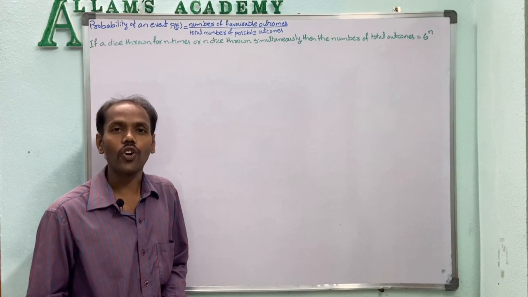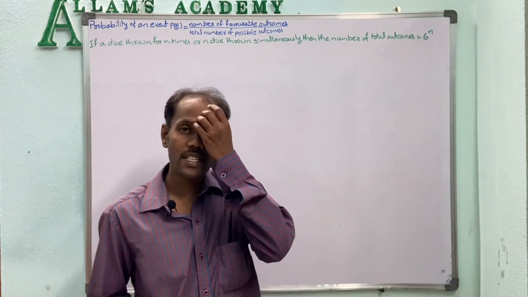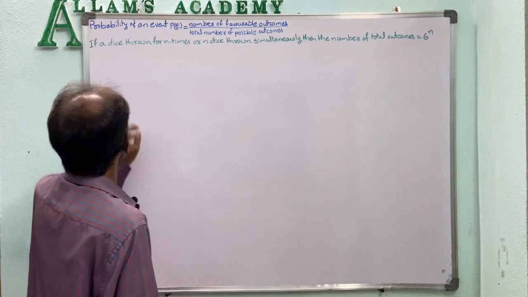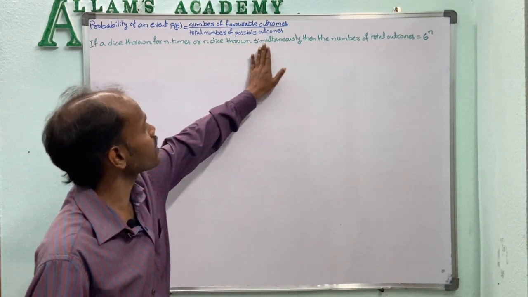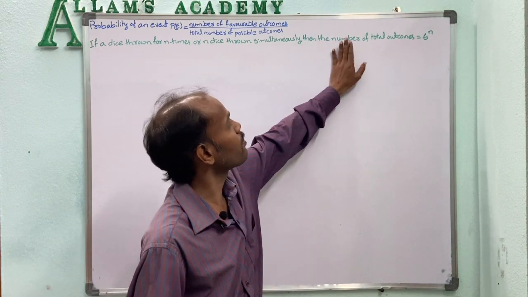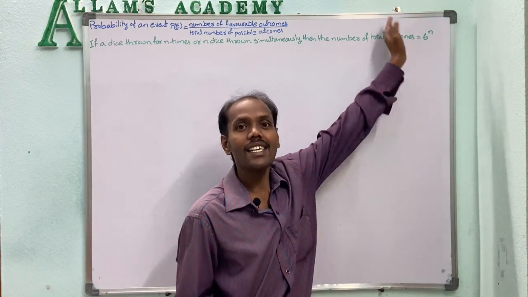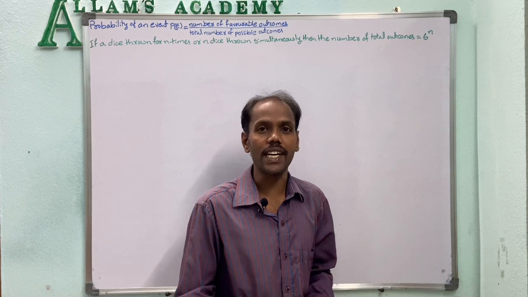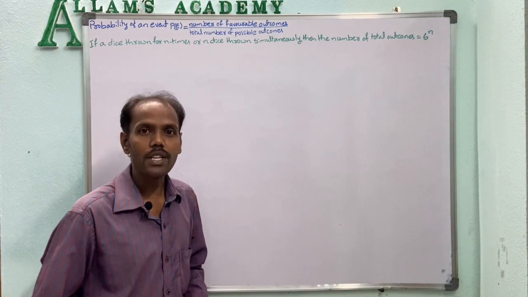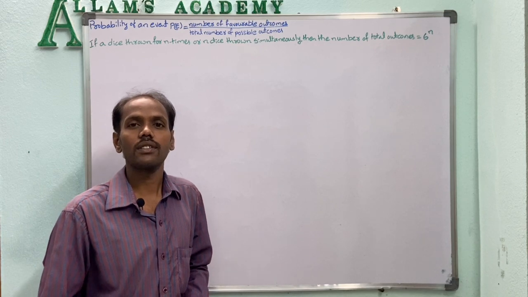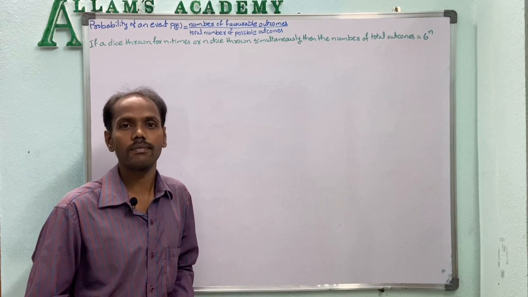A die rolled has 6 outcomes. So a die thrown n times, or n dice thrown simultaneously, has 6 power n total outcomes. By using this principle, now we solve some problems.